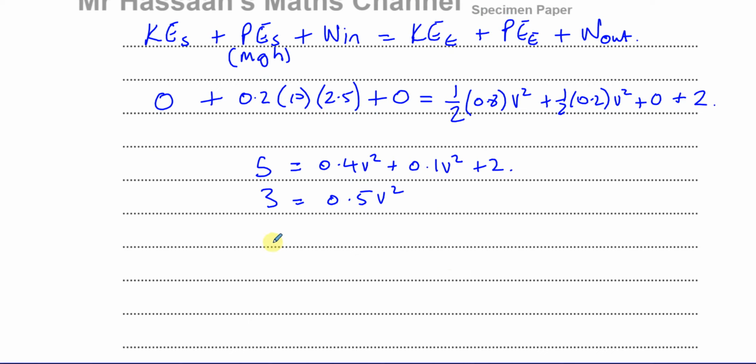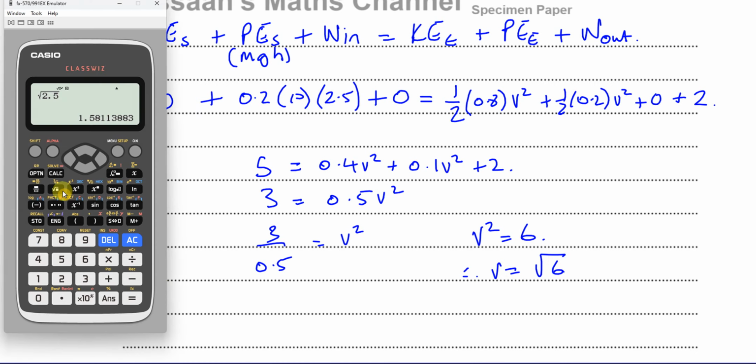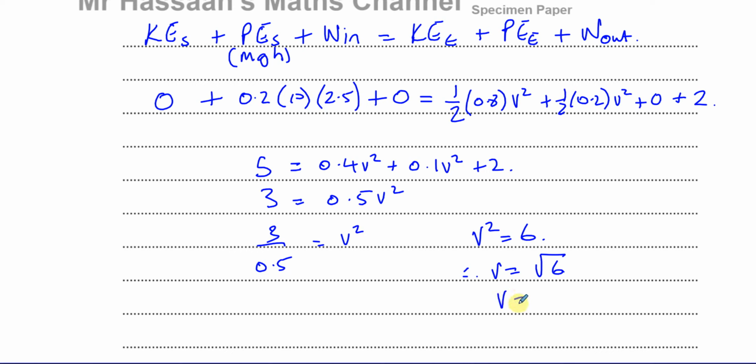Okay, so we divide both sides by 0.5. So 3 divided by 0.5 equals v squared. 3 divided by a half is 6. So v squared equals 6. Therefore, v is equal to the square root of 6. And we know that the square root of 6 is equal to 2.4494. So we're going to write this as v equals 2.45 meters per second.